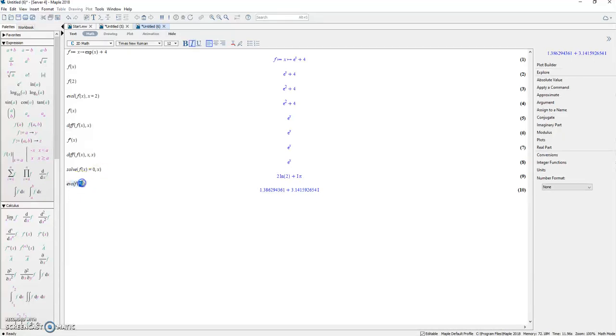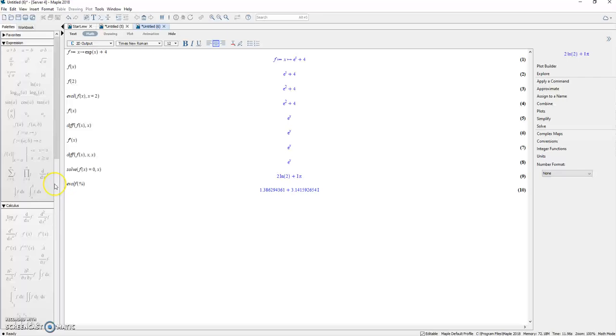The evalf command takes the value in the parentheses and returns a decimal approximation. The percent symbol in Maple refers to the last result which Maple returned. So percent here grabbed the value from the previously executed line, and the evalf command converted the prior storage in the memory to a decimal value. Notice here, in this particular case, the value that solved our function was a complex value. You can tell that by seeing the letter I appear in the answer.